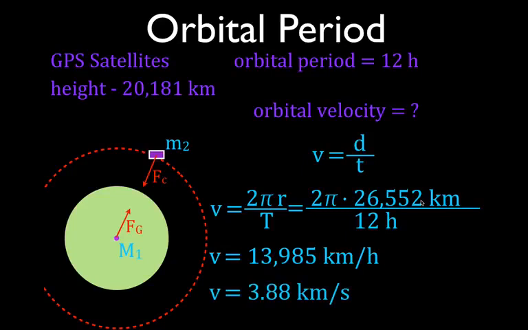3.88 kilometers per second. Okay, I think that's everything we were going to do. We derived the equation, first of all, from the equation of the centripetal force and the gravitational equation. And then we did an example to calculate the orbital radius, the orbital period, and then we got the orbital velocity for that height. Okay, so there you go.